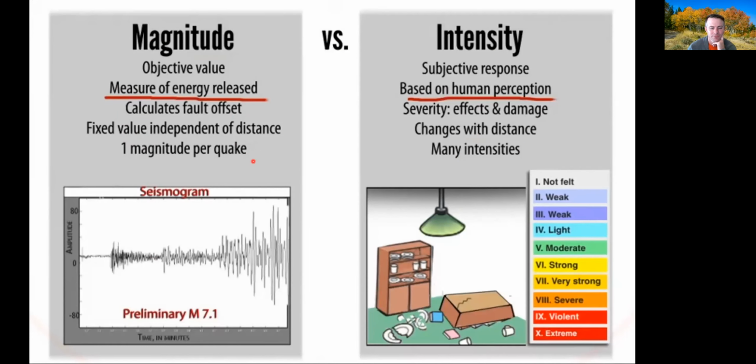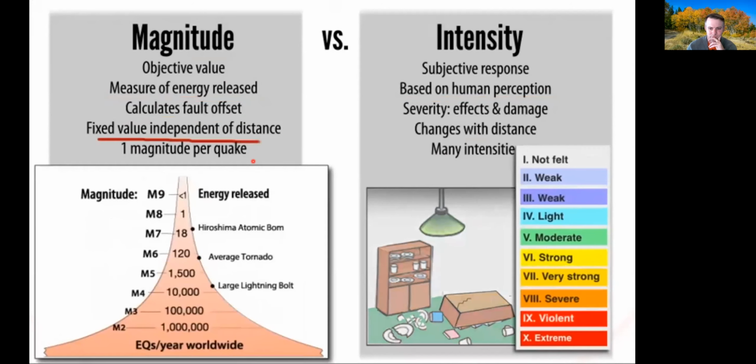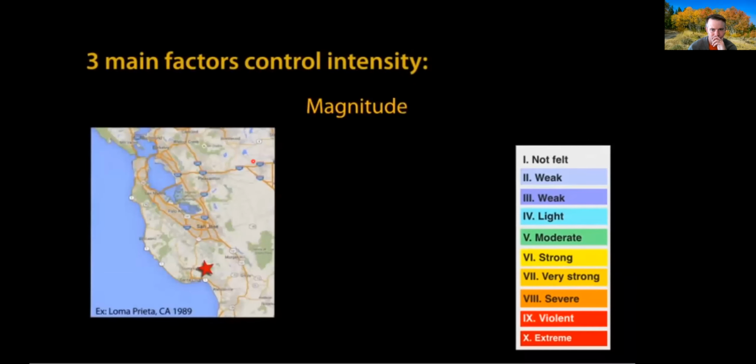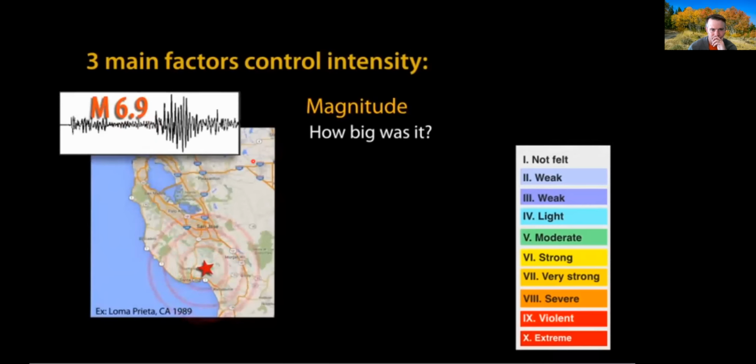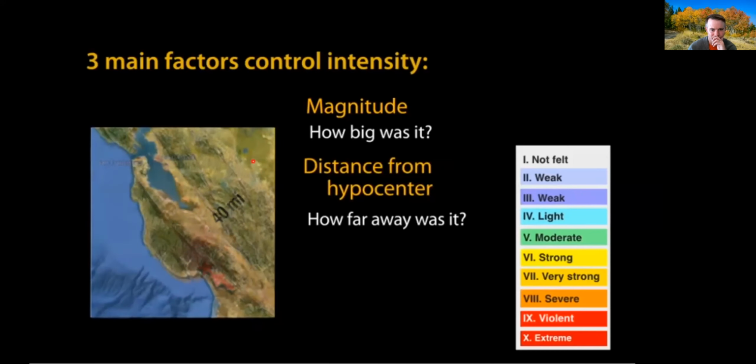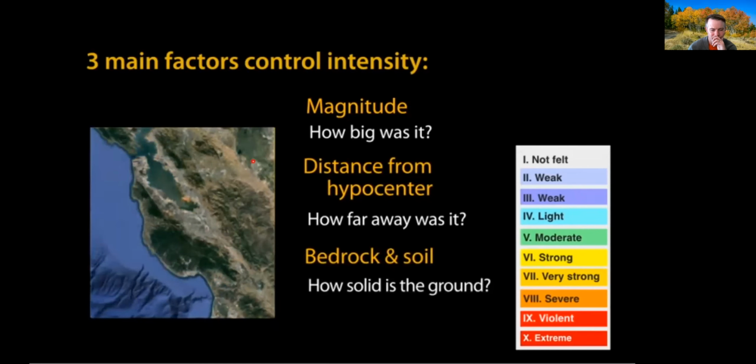Thus, unlike earthquake magnitude, which is the same for all locations, the seismic intensity you feel depends on where you are. Intensity is mostly controlled by three factors: magnitude, how big the earthquake was; distance from the hypocenter, since intensity varies from place to place; and the local rock and soil conditions.